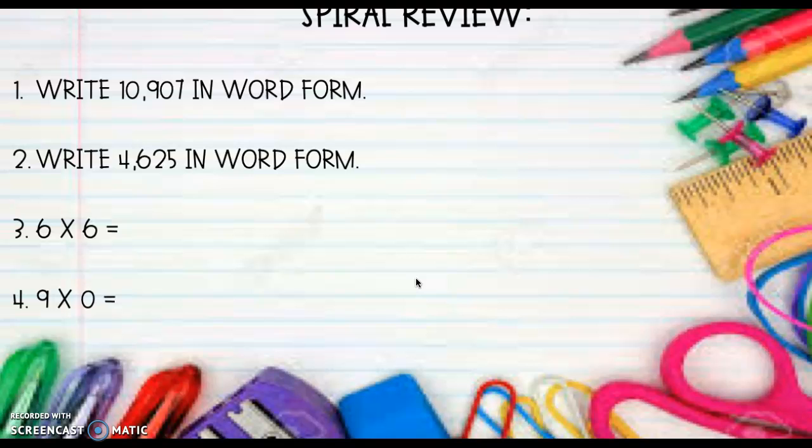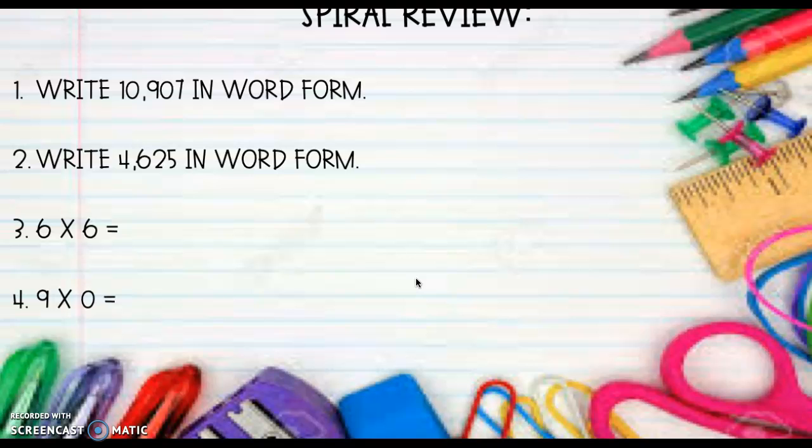All right, so for your spiral review, you have 4 problems that you need to complete, and the first two, so 1 and 2, are the same, and 3 and 4 are the same. So let's go ahead and look at those. The first one says, write 10,907 in word form.